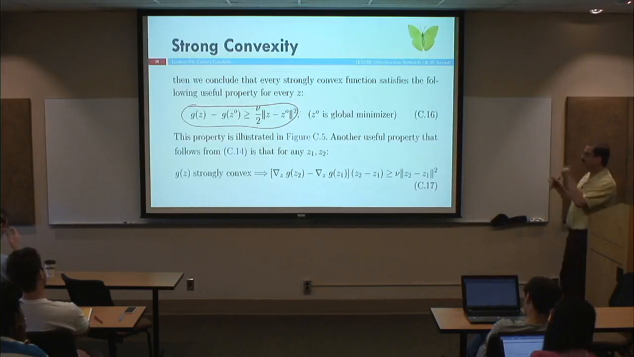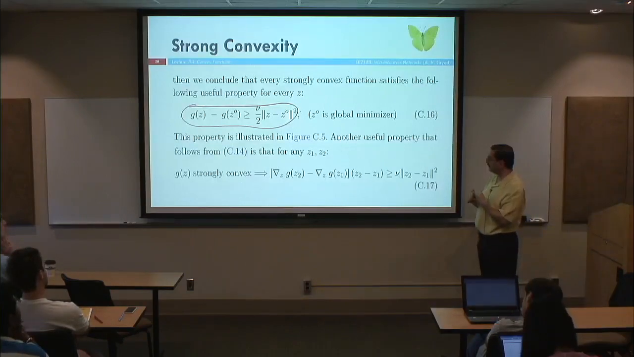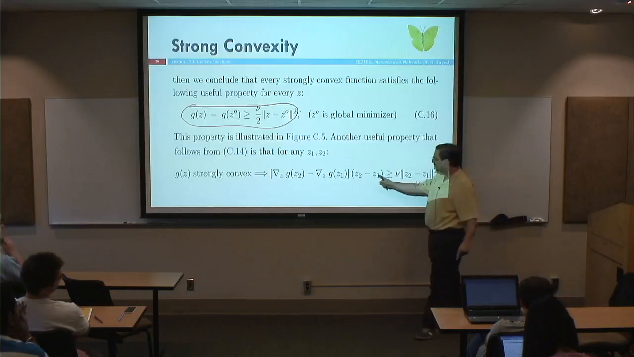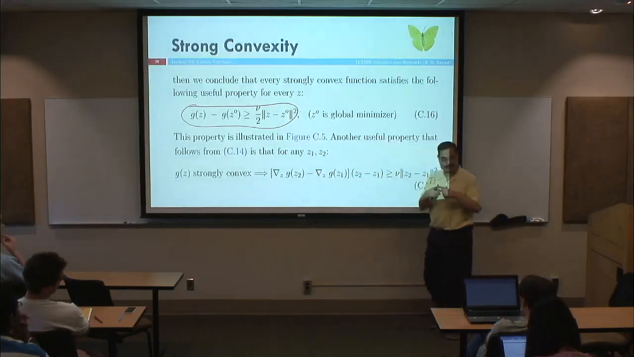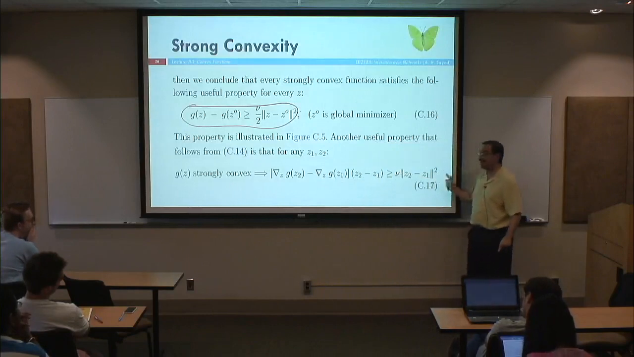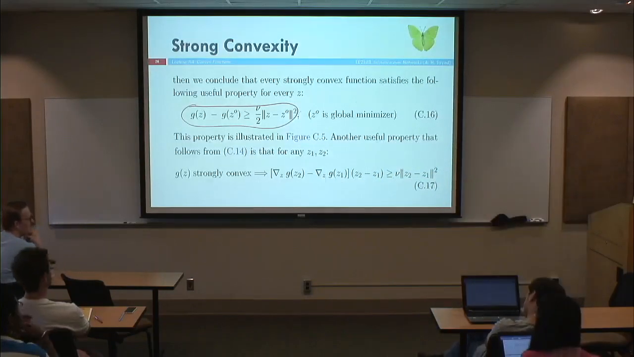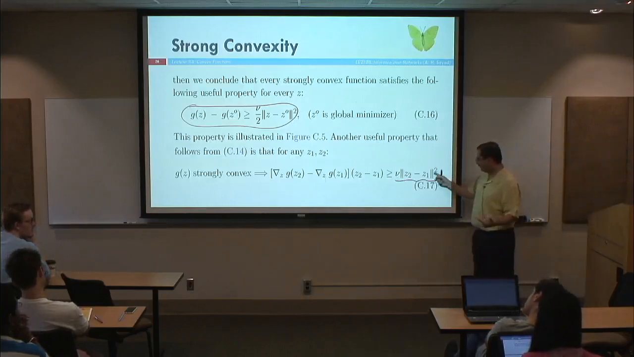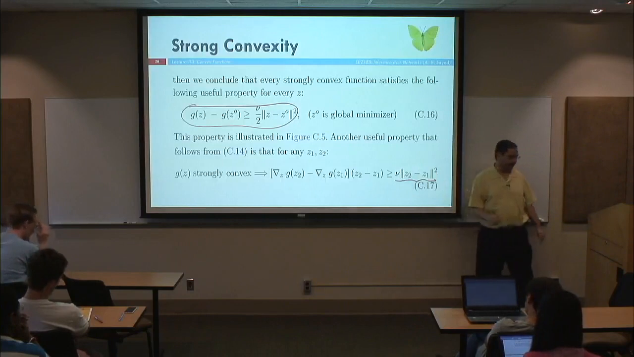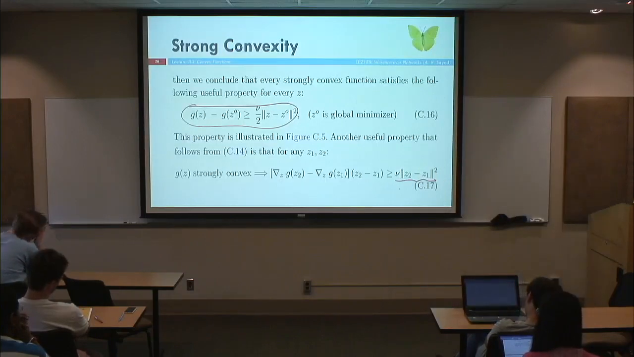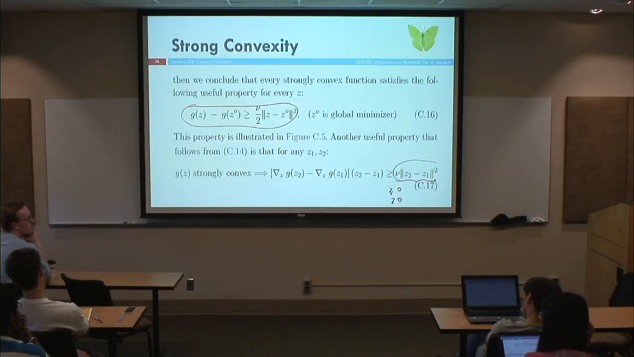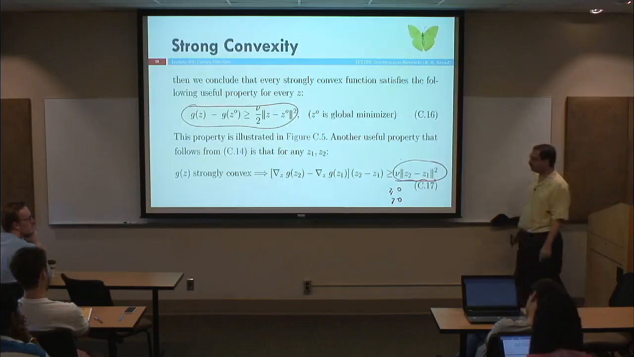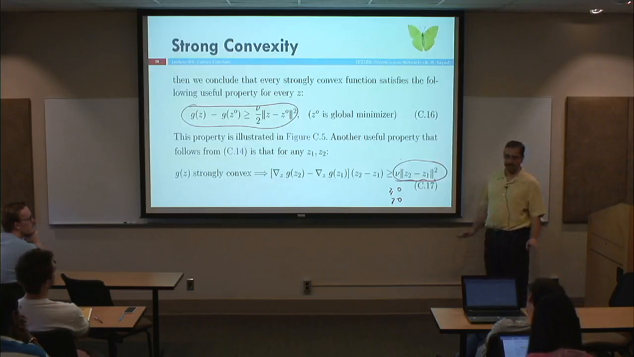And what about the inner product property I mentioned before? What's the difference now? If you pick any two points and compute the gradients and the inner product, it's sufficiently away from 0. This is a non-negative number. If z1 and z2 are different from each other, this is a positive number. Before, it used to be 0 for convex, strictly larger than 0 for strictly convex. Now it is larger than or equal to this value here for strongly convex. Fine? Very good.